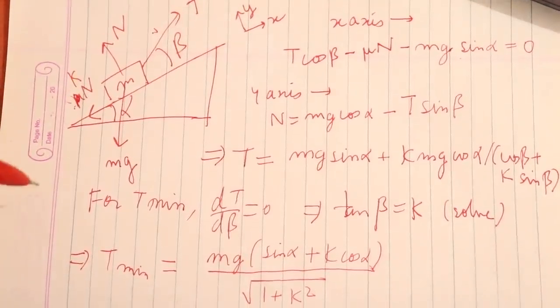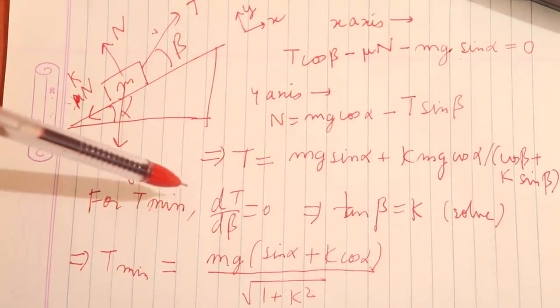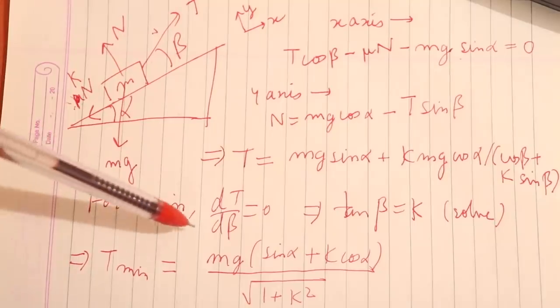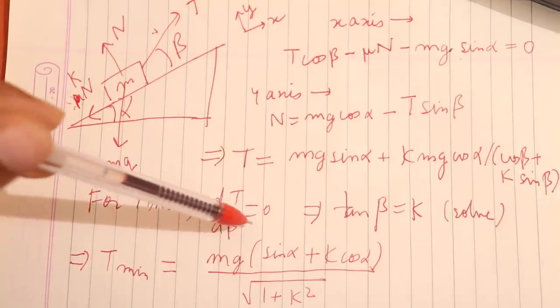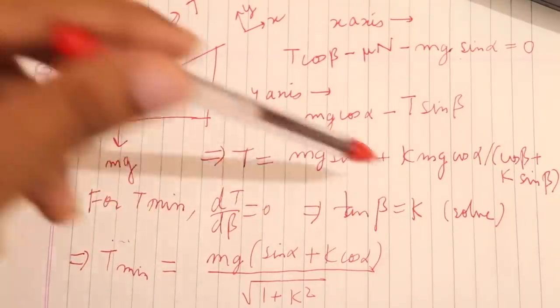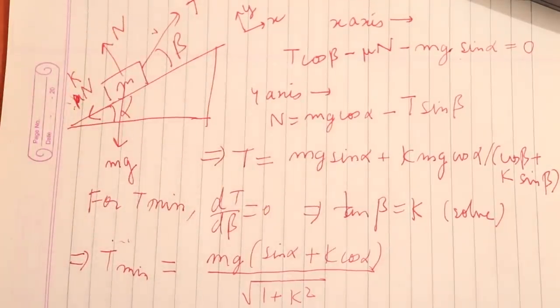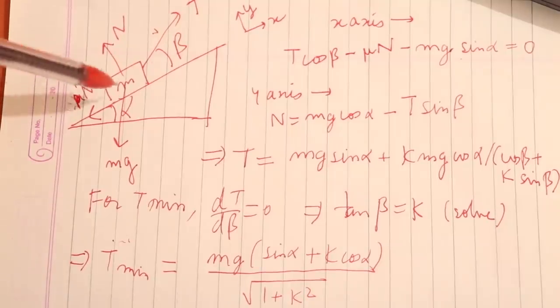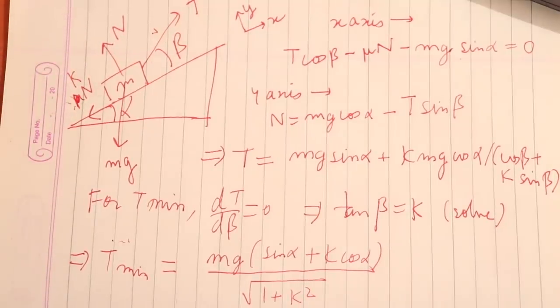Okay, now for minimum T, we know that we have to minimize it with respect to beta as given in the question. So we write dT by d beta equal to 0, and by solving this equation we obtain tan beta equal to k, and we just substitute it in this equation and get the answer. Now if you look at the tough parts of this problem, most of it was involving some kind of calculation. So none of the free body diagrams were very difficult to make.